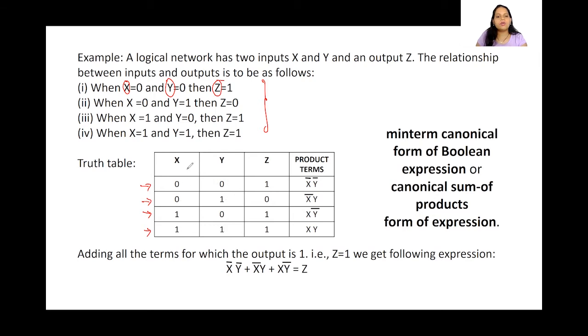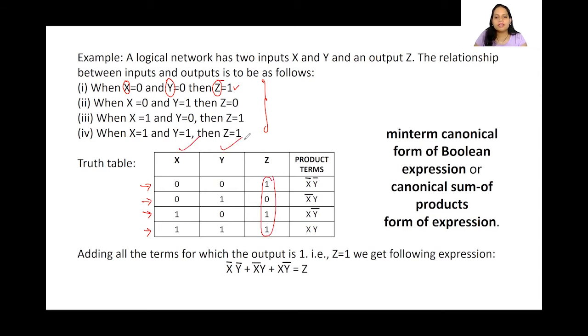Now let's see, when x is 0 and y is 0, the output is z equal to 1. So in the place of z, I'm going to write 1. When 0, 1, it is 0. When 1 and 0, it is 1. When 1 and 1, it is 1. So I have written the output.